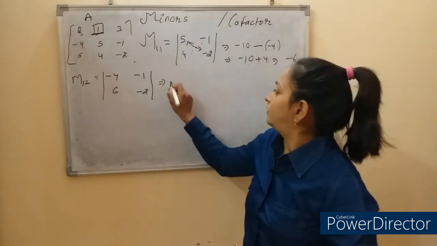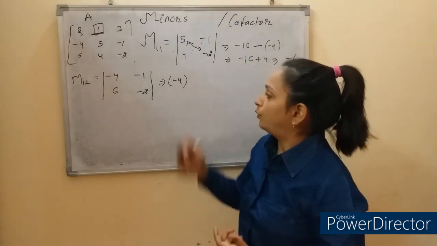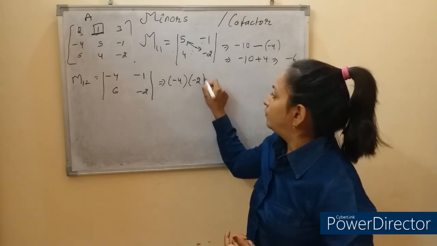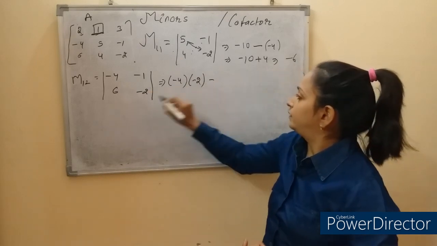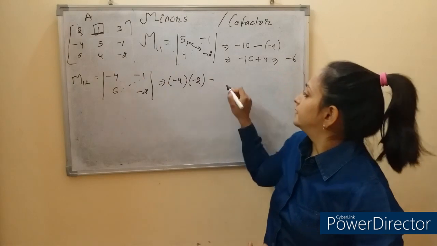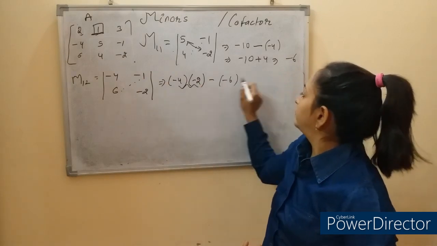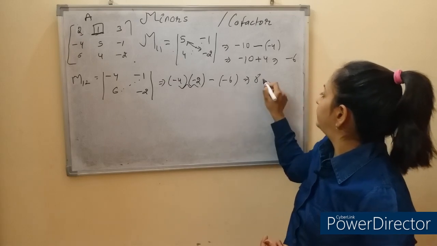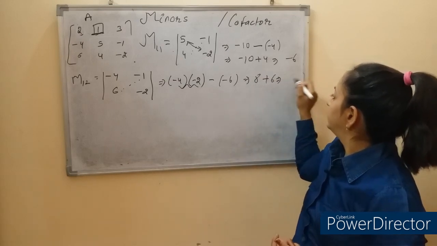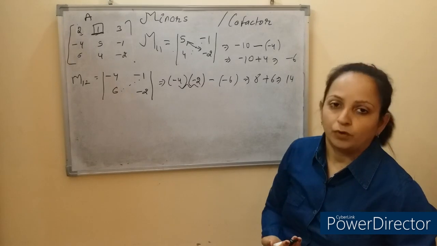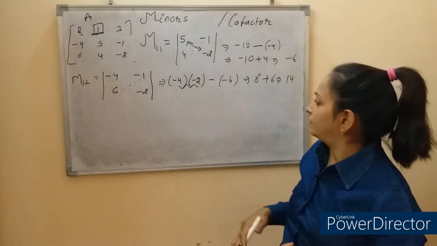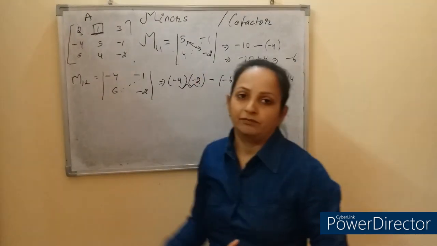Let me find out the minor. I hope you all know the process now: multiply the main diagonal elements, minus the product of the second diagonal elements. So it will give me -6 times -2, which is 12... so it will give me an 8 and plus 6, and that gives me 14. So this is my minor of the second element, M12.